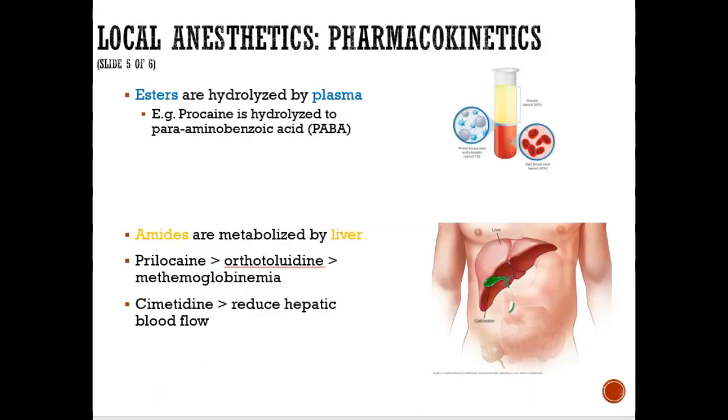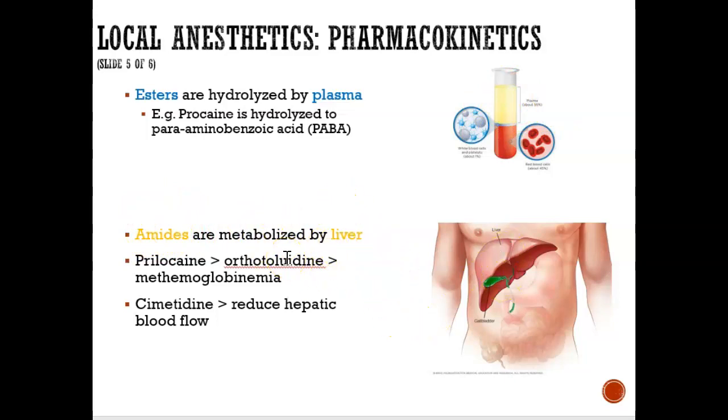So remember how I said there's two types of local anesthetic? There's esters, which have no I before the cane, and then there's amides, which have an I before the cane. And where are they broken down? Esters are broken down in the blood, in the plasma really, so the water part of the blood. And amides are metabolized, or broken down, by the liver.